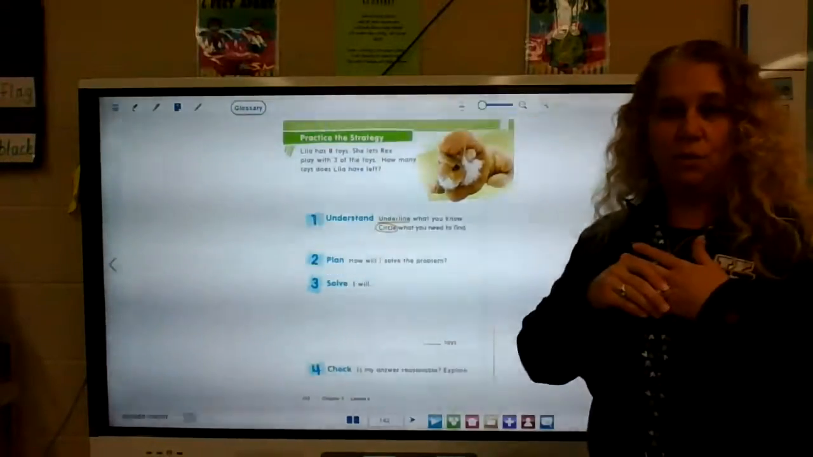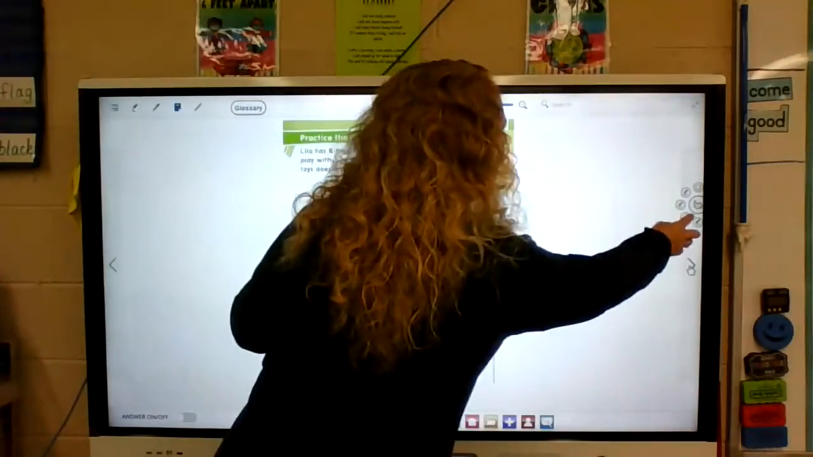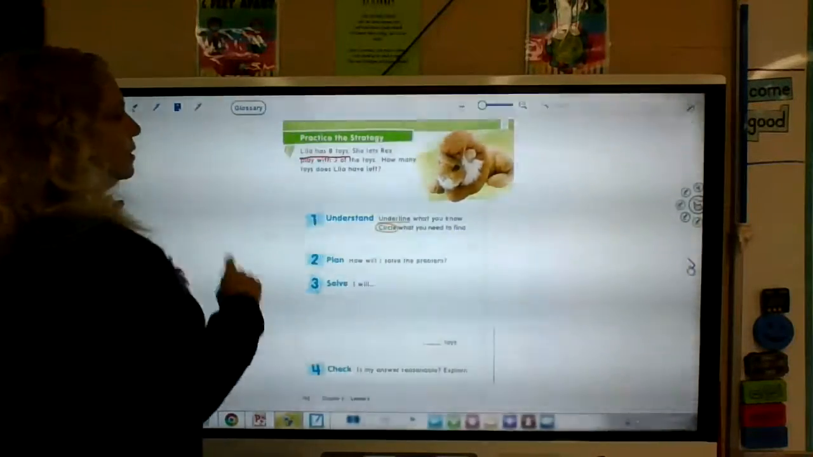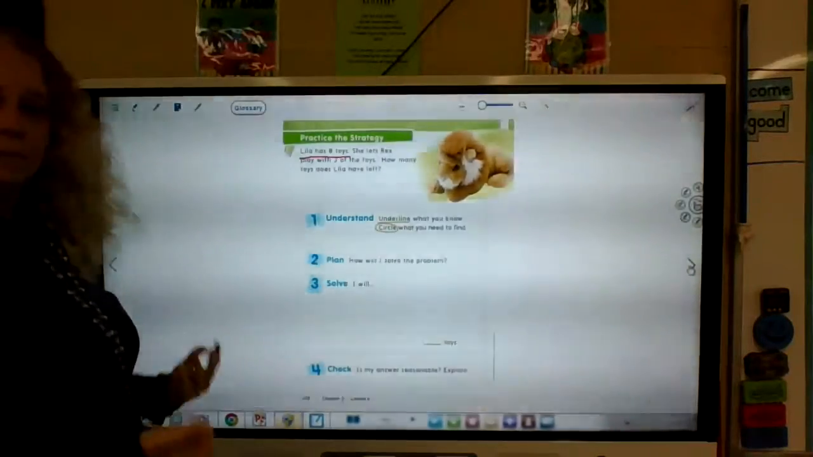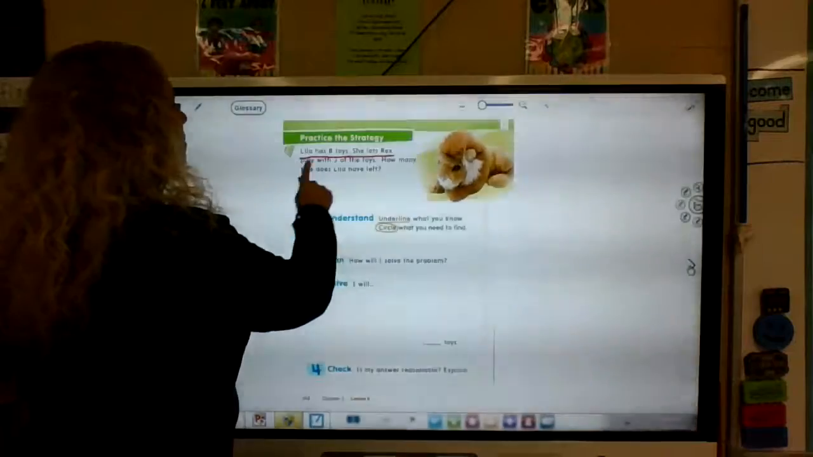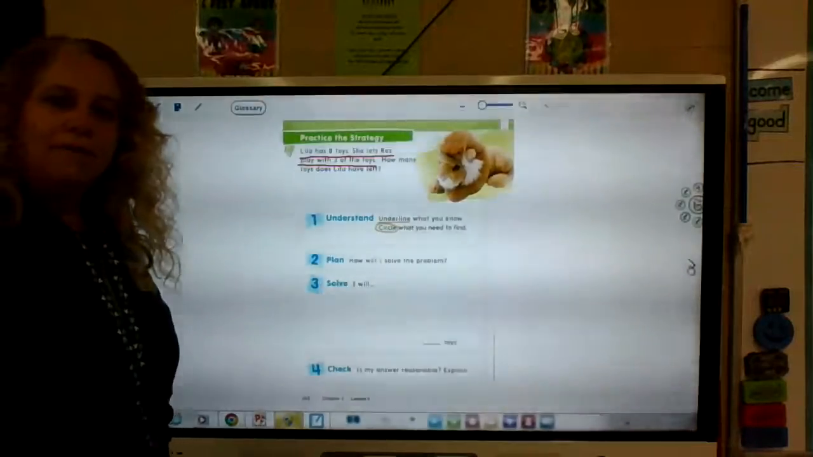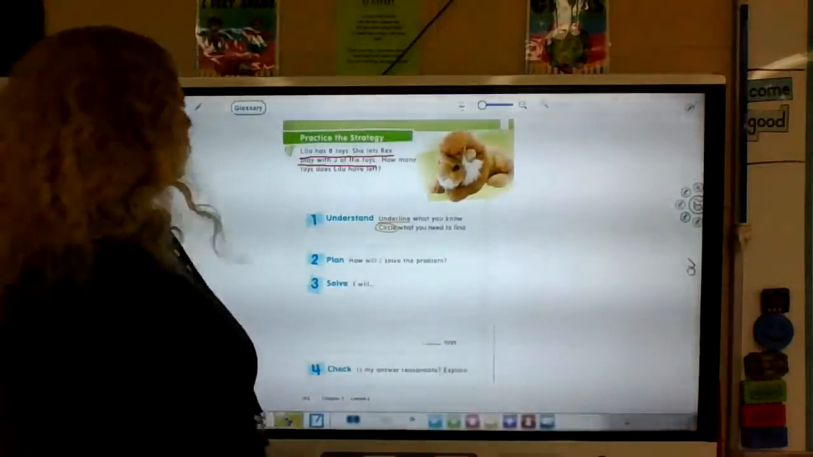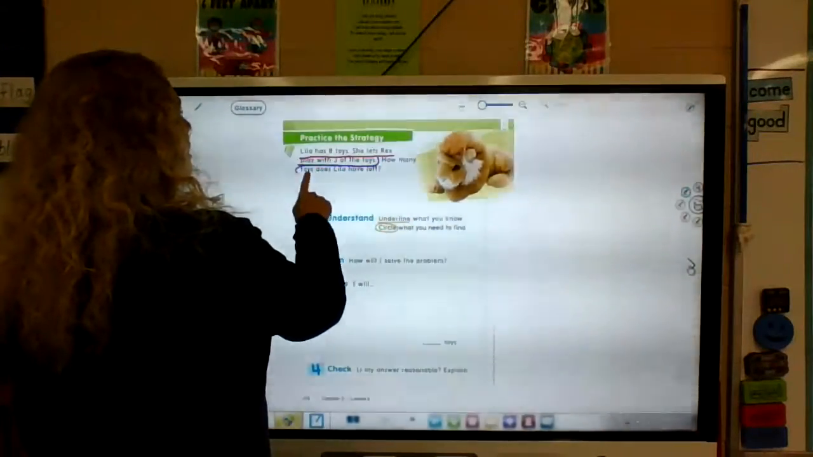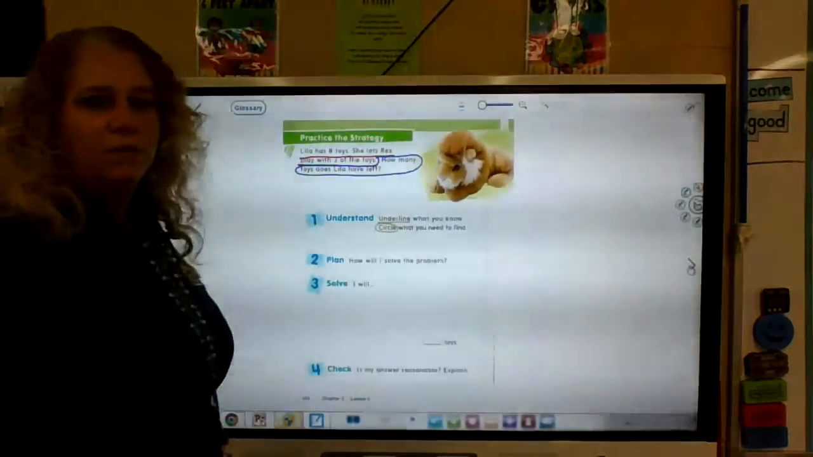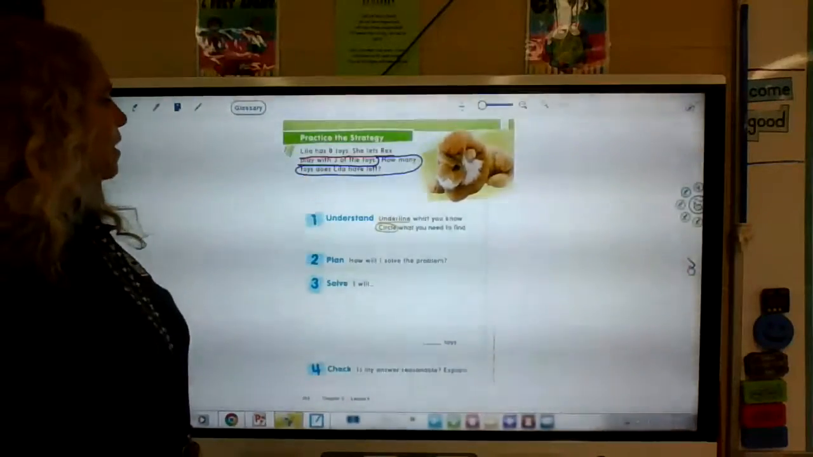So Lila has 8 toys. Okay, that's something we know. She lets Rex play with 3 of her toys. So that's something else we know. How many toys does Lila have left? That's what we have to figure out, right? So I'm going to circle, how many toys does Lila have left? That's kind of tricky for you, so you don't have to do that, okay? Just look at mine. So we have to figure out how many toys Lila has left.